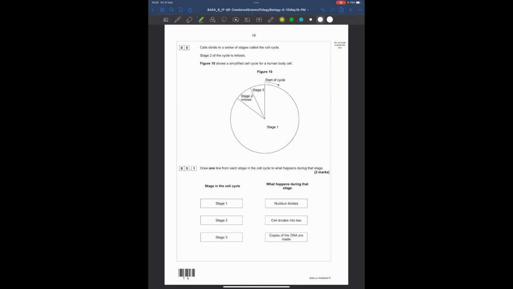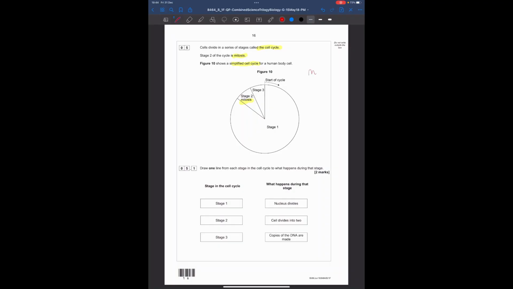Okay, so question number 5. Cells divide in a series of stages called the cell cycle. Stage 2 of the cycle is mitosis. Figure 10 shows a simplified cell cycle for the human body. So you've got stage 1, stage 2, which is mitosis, and then stage 3. Draw one line from each stage in the cell cycle to what happens during that stage. So you've got stages 1, 2, and 3, and then what is happening.